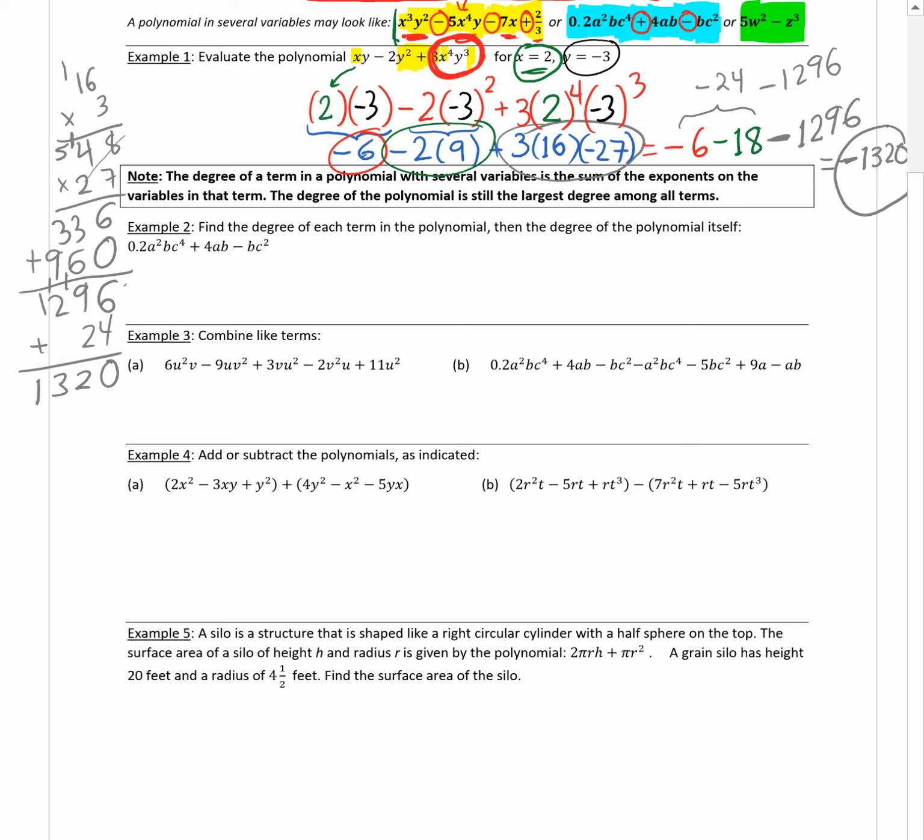So this kind of tells you what you do to find the degree. The degree of a term in a polynomial with several variables, like the one I circled, 3x to the 4th y cubed, is the sum of the exponents on the variables. So the degree of that guy, you'd actually add those two powers. 4 plus 3 is 7, so his degree would actually be 7. Kind of interesting. Okay, and then if you want the degree of the entire polynomial, it's still the same as it was before. It's the largest degree among all those terms.